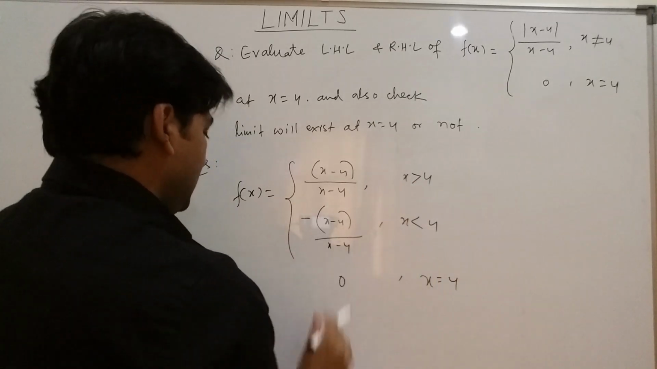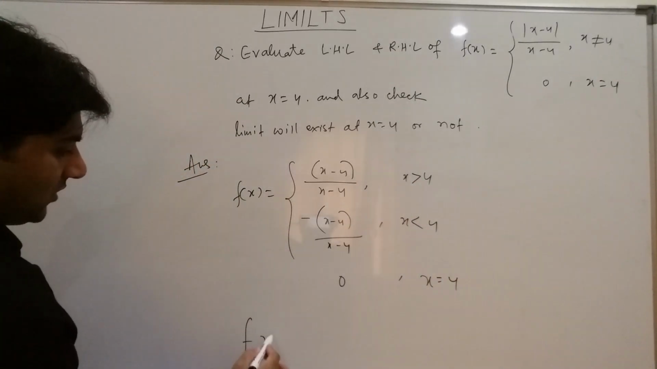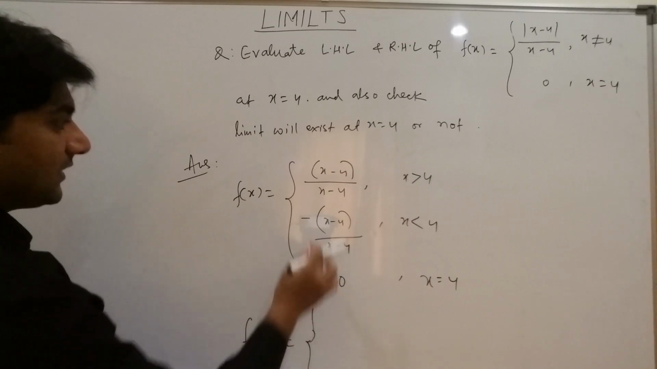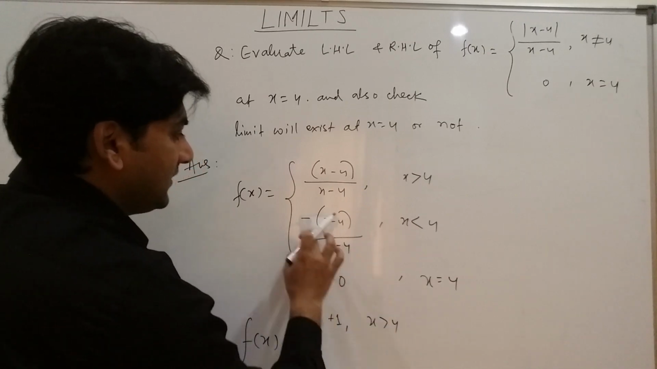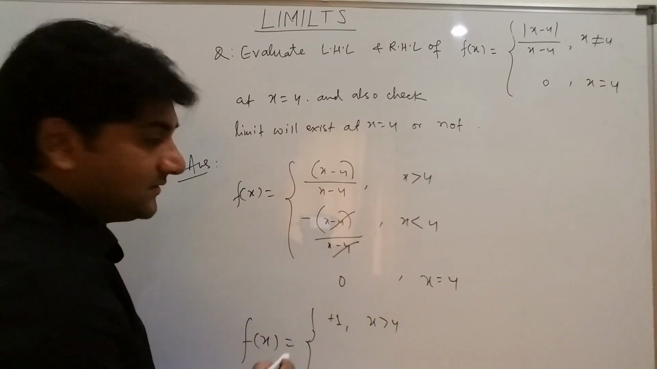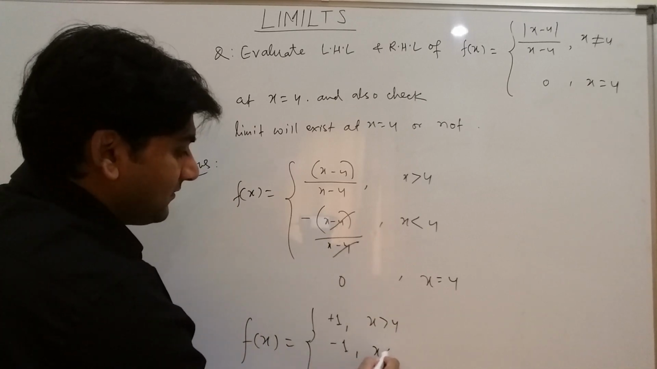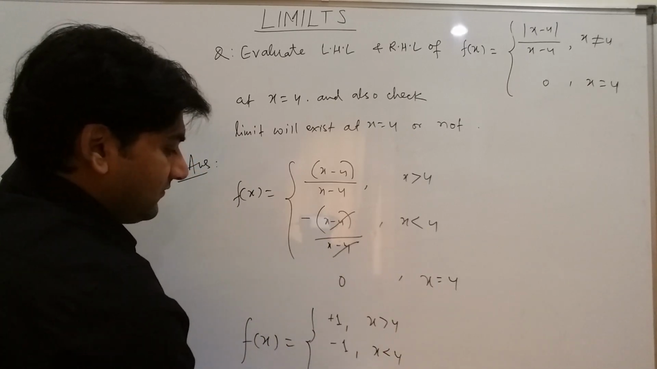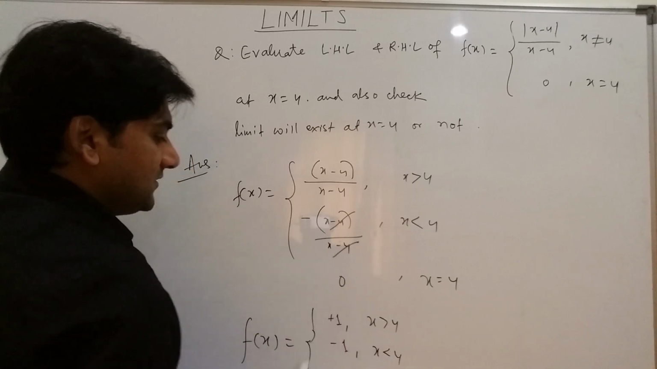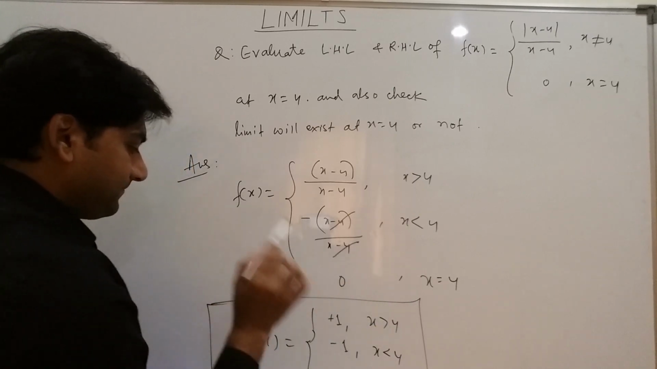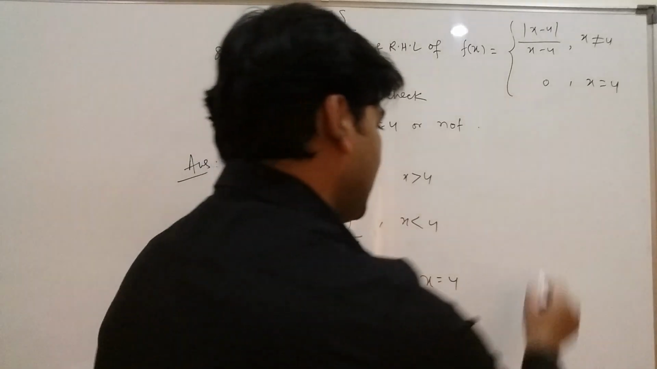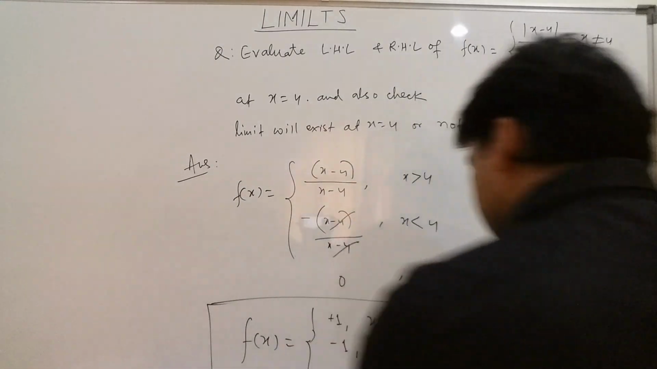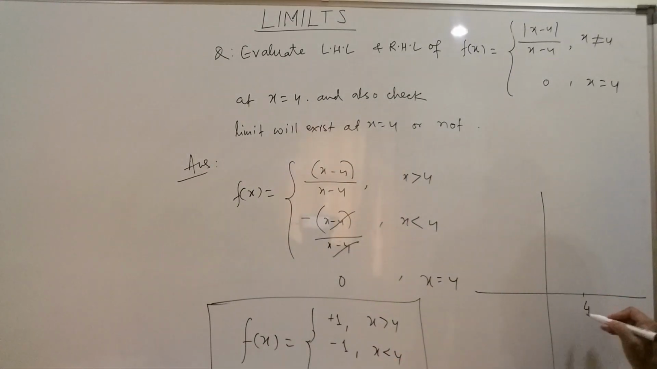By the way, for this f(x) we got (x minus 4) over (x minus 4), which is plus 1 when x is greater than 4. When x is less than 4, the x minus 4 cancels and we got minus 1, and 0 when x equals 4, right? So we got this function. First I will try to draw a graph, and from the graph we will understand. So this is 4, it is changing about 4, and this one is 1, this one is minus 1, right?